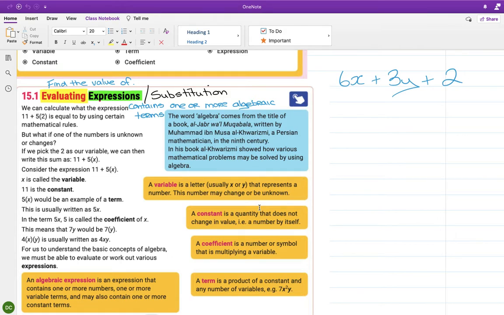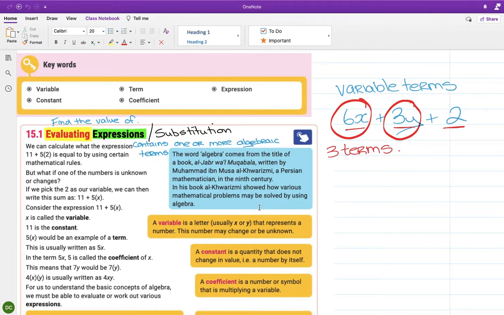Now, I said an expression contains one or more algebraic terms. So how many terms does this have? It has 1, 2, 3 terms. These terms here, they're referred to as variable terms. The reason they're variable is because they have an x and a y, and the x and the y could be any number. So let's take the 6x for example. Hopefully you remember this from patterns, but this is the same as 6 multiplied by x.